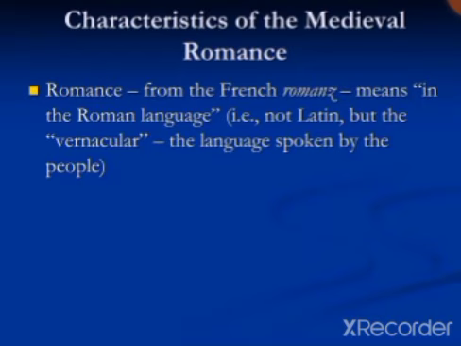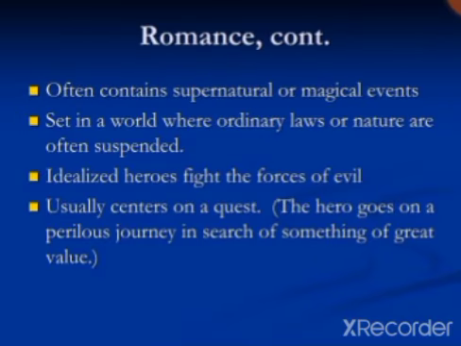Then we'll come to the characteristic features of medieval romance. The romance came from the Norman French, and it is influenced by French romances. Often it contained a supernatural event, something magical. It is set in a world where ordinary laws of nature are often suspended, and there will be an idealized hero, a knight, fighting against the forces of evil. Usually, it centers on a quest.